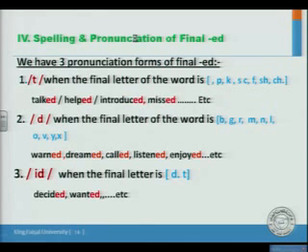So final ED. If you remember the final ES, when we use S after the verb for a noun, we have 3 different pronunciations and spelling. We might have S like حرف السين بالعربي, or Z like حرف الزين. S when we say talks. Zain when we say goes. And ES when we say matches. Yes? This is for ES, but here today about ED.